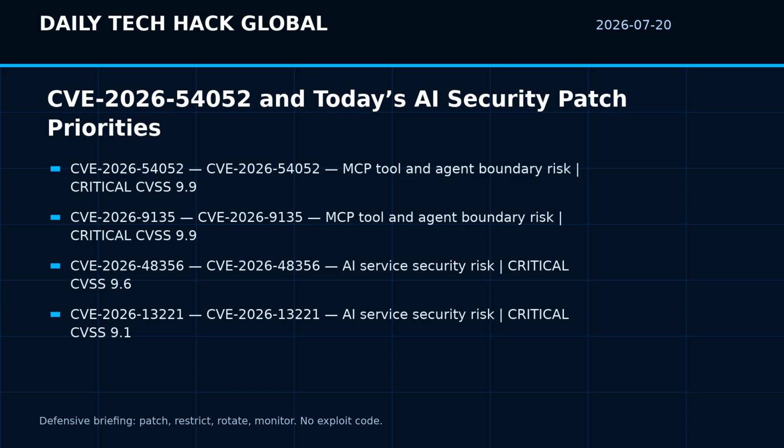The larger lesson is that AI security is not only prompt security. It is the security of runtimes, cloud services, tool connectors, identity boundaries, and the operational process that decides what gets patched first. Patch what is exposed, reduce what is privileged, rotate what may have leaked, and make automation prove what it is allowed to touch.